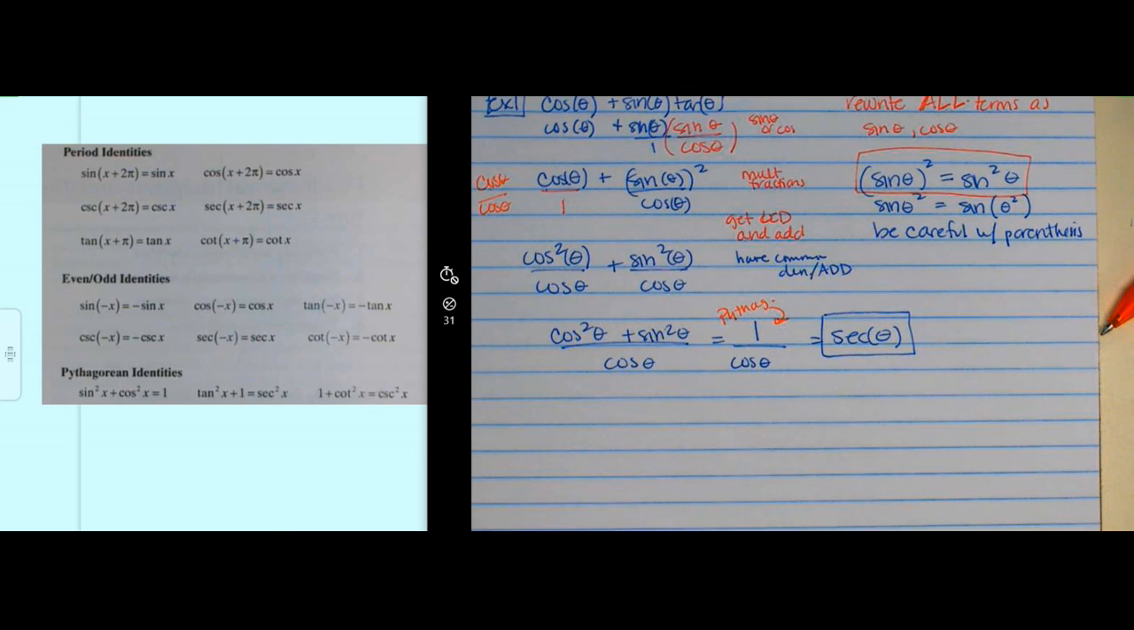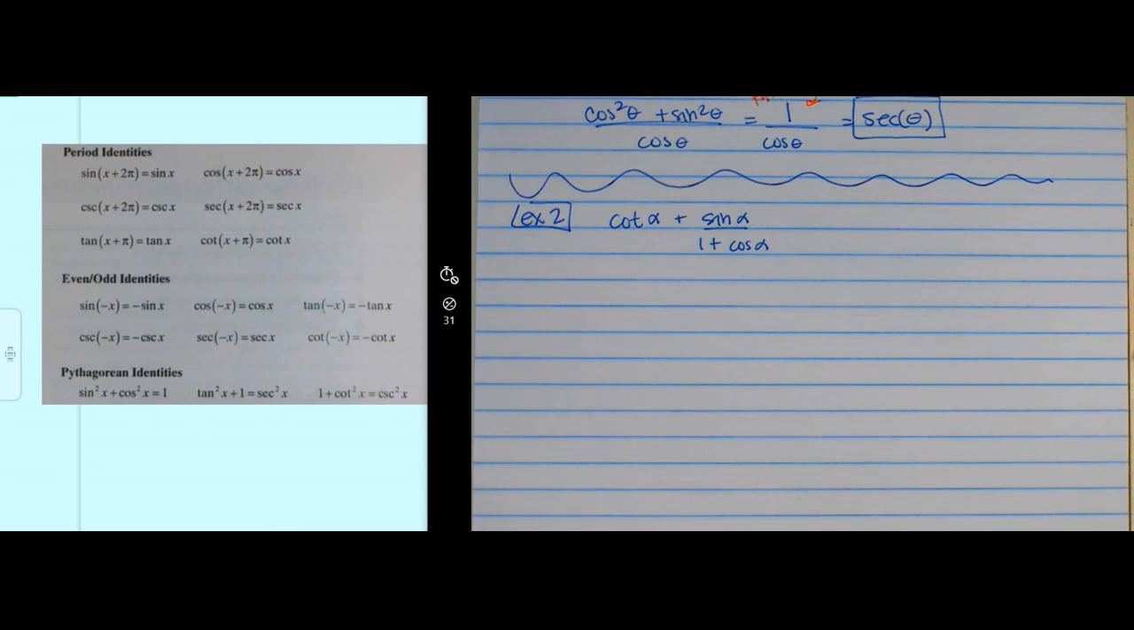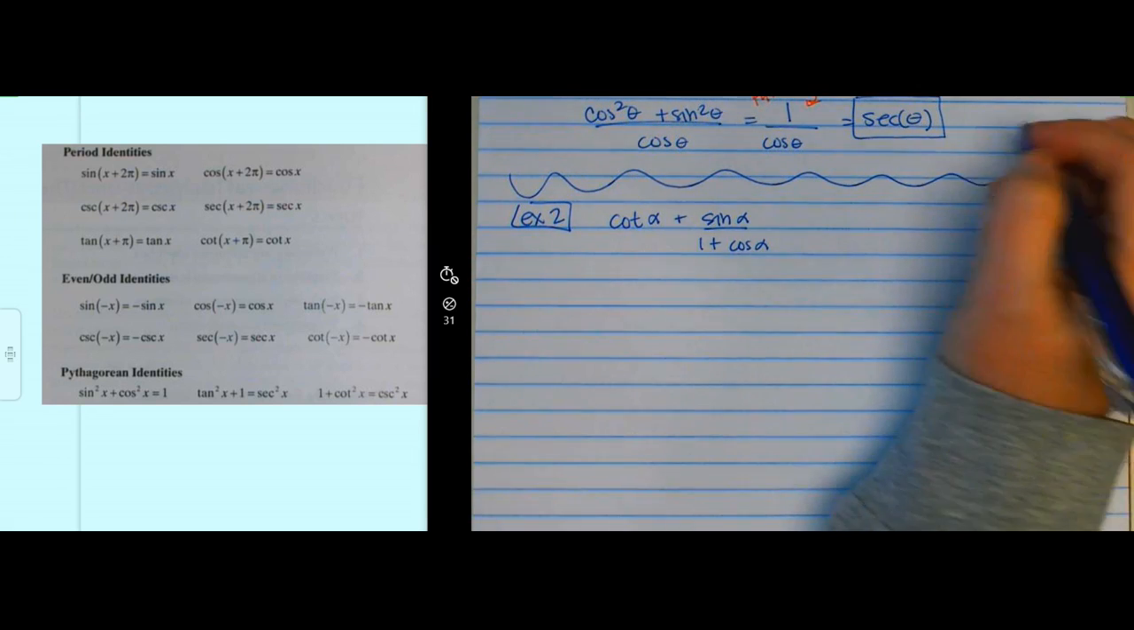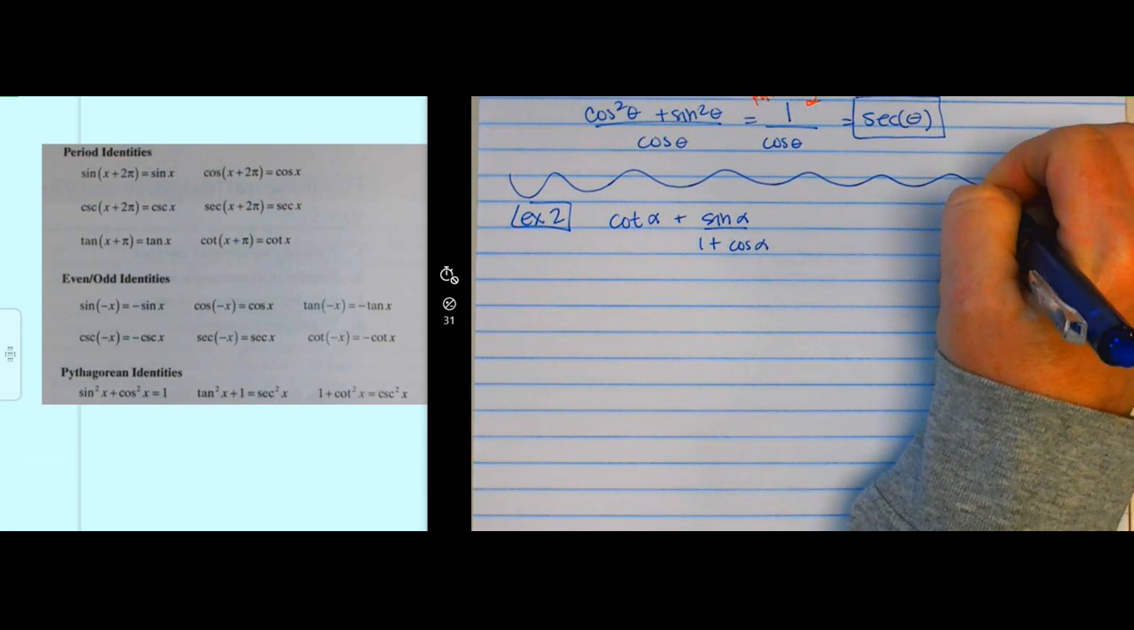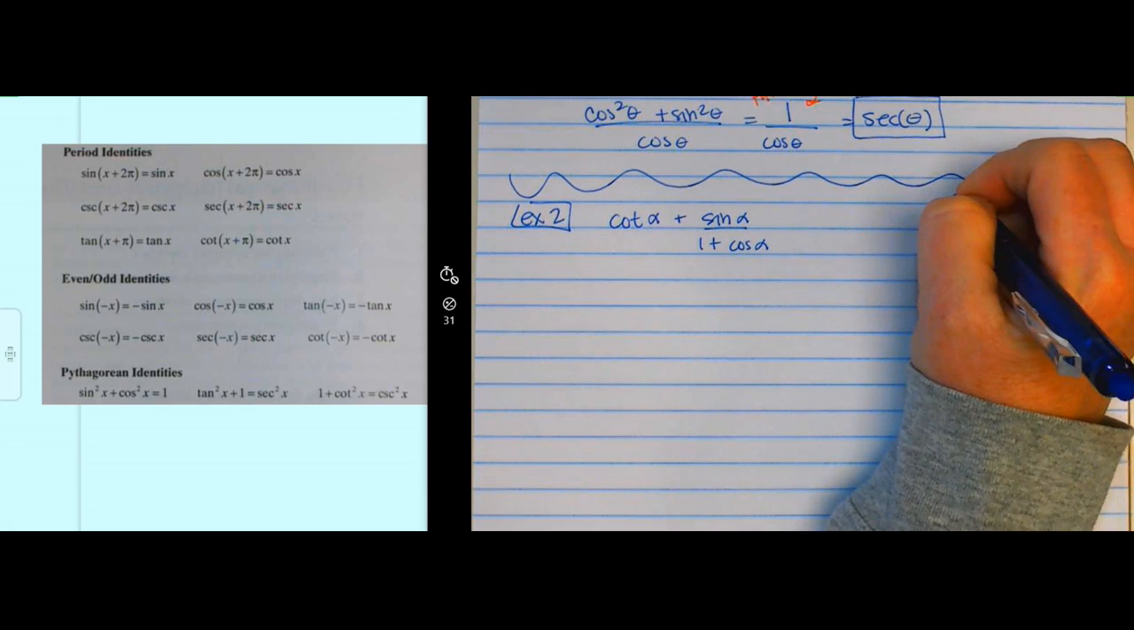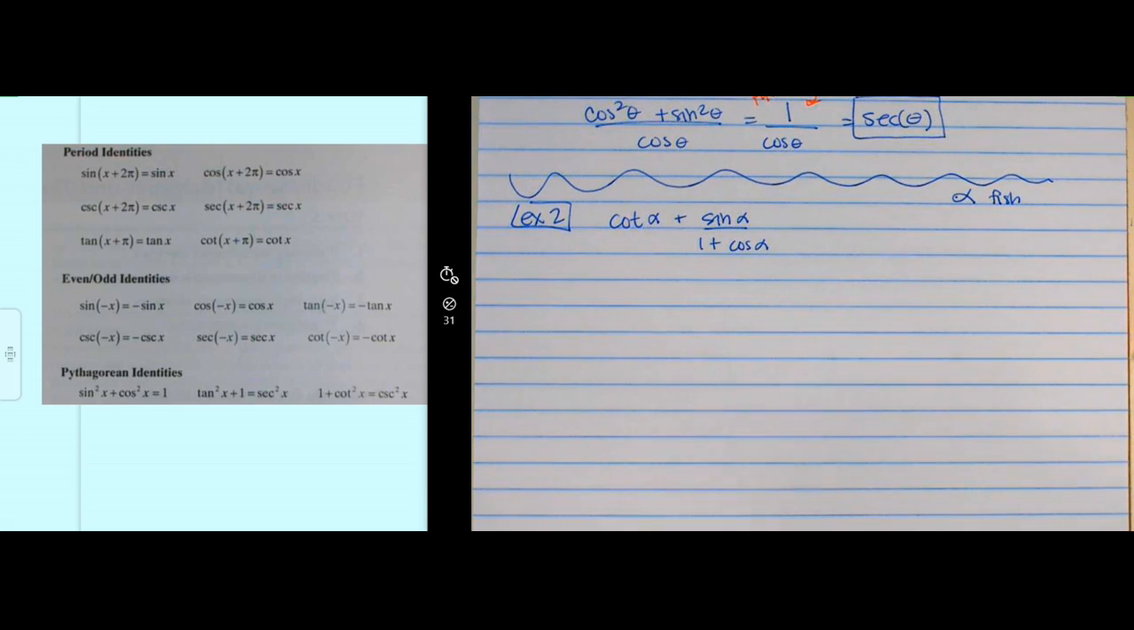Let's try another. Okay, so cotangent of alpha plus the fraction sine of alpha over 1 plus cosine of alpha. Some people will call this lowercase alpha. They'll call it a fish. I'm sure mine doesn't look like a fish, but they'll call it a fish. If you don't like the different letters that they use, you can totally rewrite this problem with just x. It is not a problem for you to change the variable into something that you like. But we're trying to simplify this.